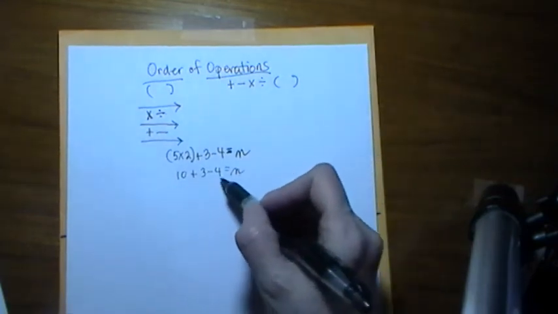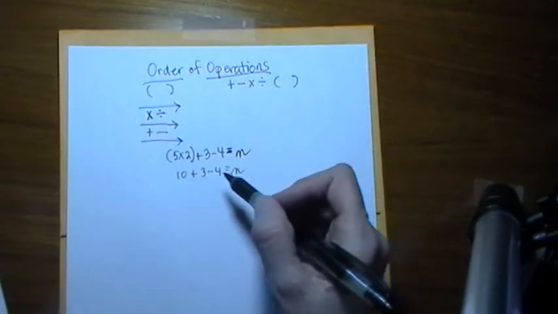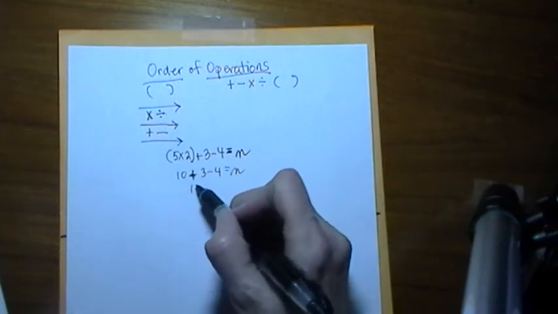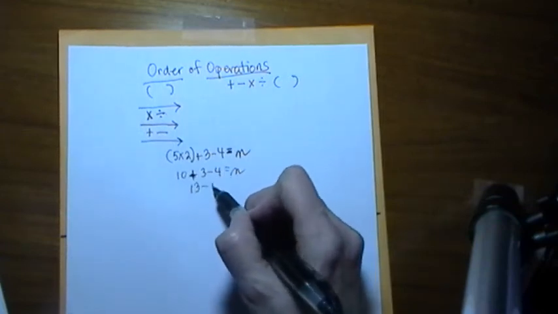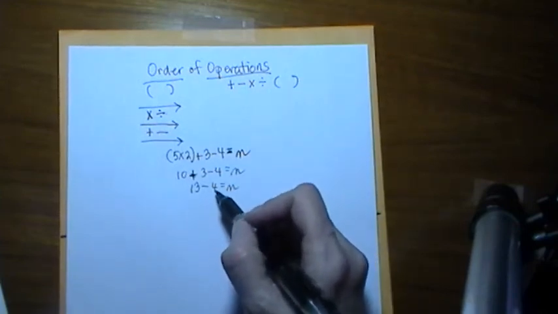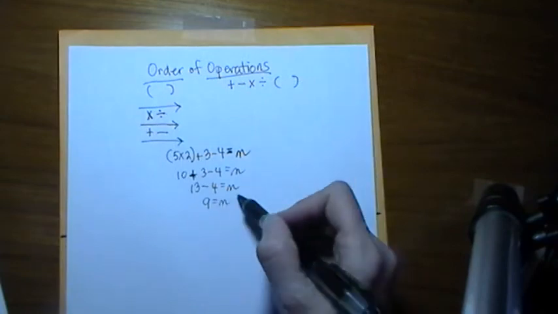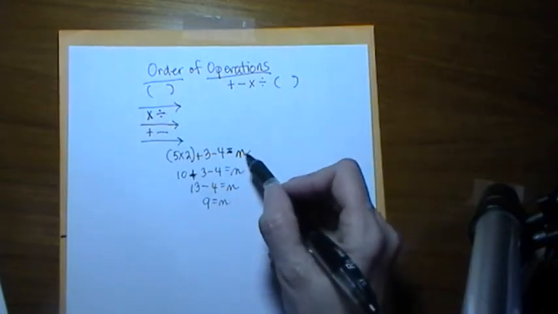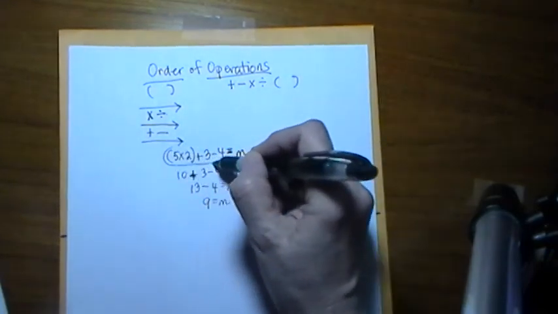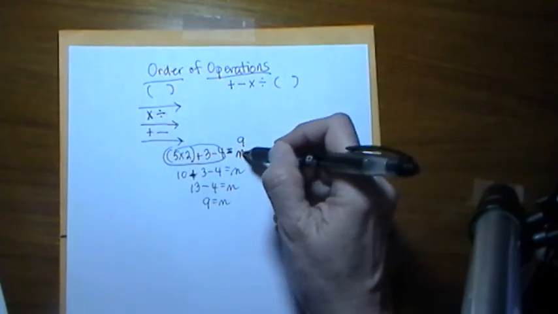Now reading from left to right, we're going to be looking for addition or subtraction, and we'll do whatever comes first. So addition comes first. 10 plus 3 is 13, minus 4 equals n. And now we'll simplify the last step. 13 minus 4 is 9. 9 equals n. We solved this equation and we discovered that everything on this side of the equal sign equals 9. 9 equals n.